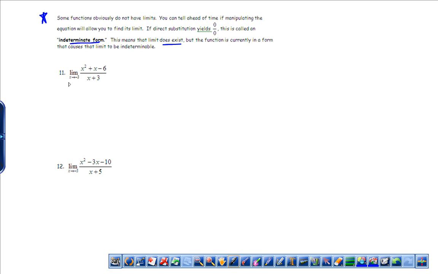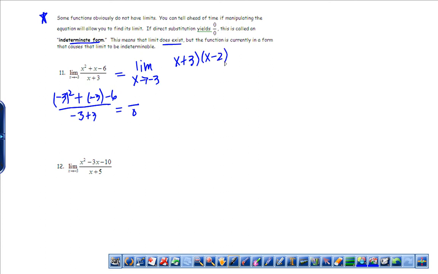Okay, so the limit as x approaches negative 3, plug in the negative 3. We're going to square it. I'm going to add a negative 3 and subtract 6. Negative 3 plus 3. Okay, I know I'm going to get a 0 on the bottom. I don't care what I get on the top. I know that I can factor this more. So the limit as x approaches negative 3. The top I can factor to x plus 3 and x minus 2, and the bottom is going to be x plus 3.